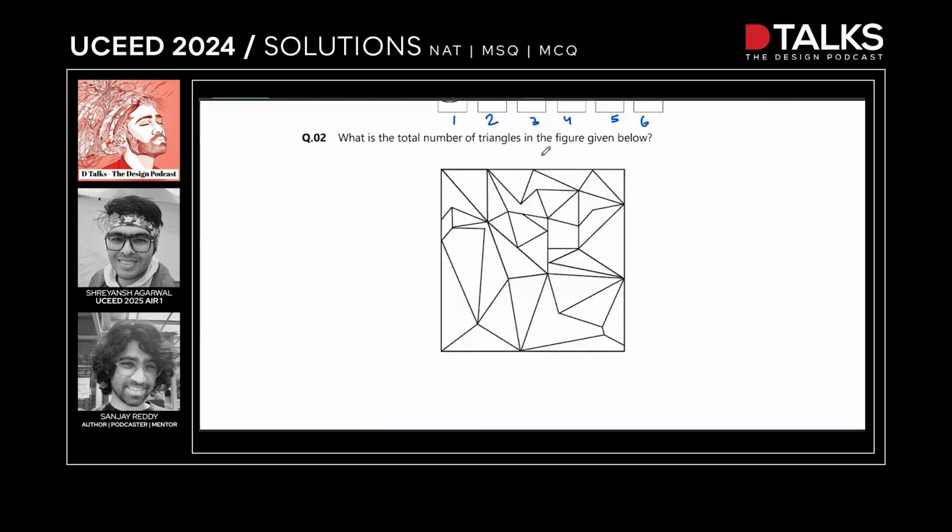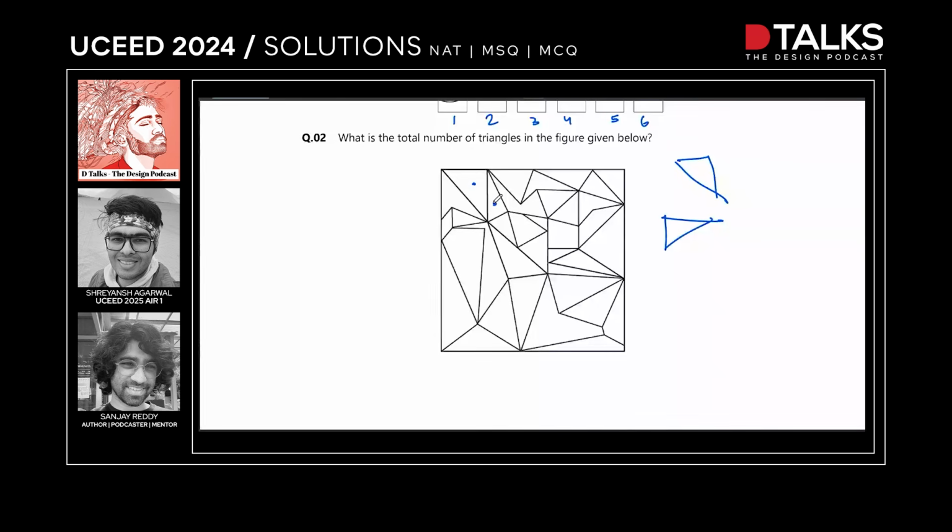So, for figure counting, what you are generally supposed to do is start with the smallest, basic unit of triangles. What I mean by basic unit is a single triangle. Just count triangles that have three sides and do not have any extra sides in between them. Okay, so we count these triangles first.